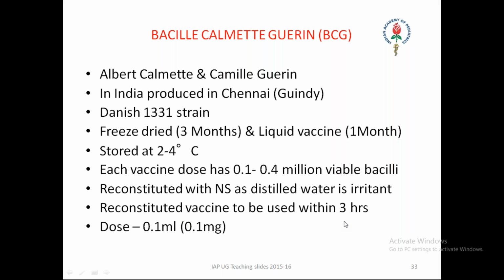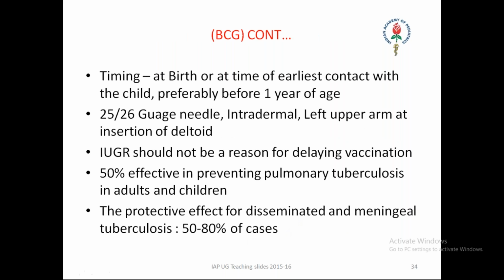Reconstituted vaccine should be used within 3 hours and the dose is 0.1 ml by intradermal route on the left deltoid region. The timing: we should give it at birth or at the time of earliest contact with the child, but less than 1 year of age, preferably before 1 year. A 26 gauge needle intradermal, left upper arm at insertion of deltoid is the area, and IUGR is never a reason for delaying vaccination.